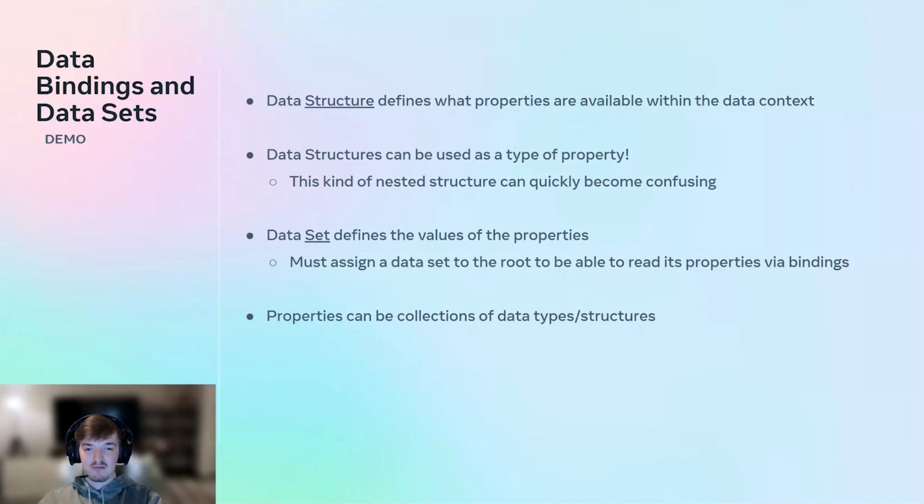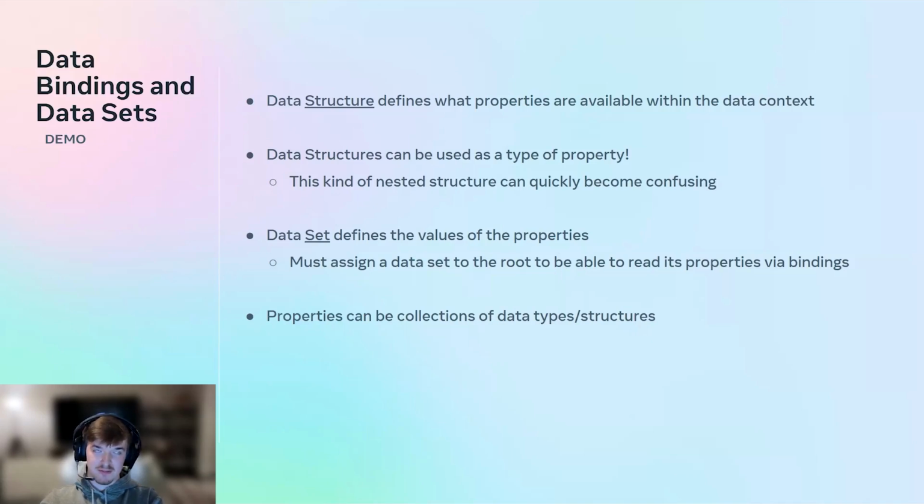But then you have data sets, right? So these are the values of the property. These are like, okay, yeah, it's a pineapple, but it's a 3-week old, slightly overripe pineapple. This is where you're assigning actual value to it, right?